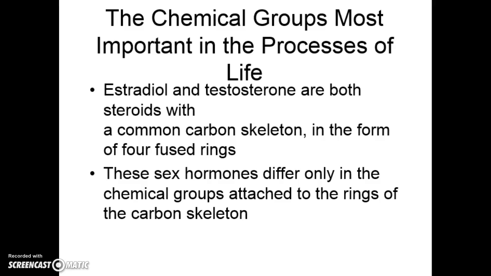So this would be one example of that, and it's actually an amazing example. Estrogen, also known as estradiol, and testosterone are both steroids that have a common carbon skeleton. And they have the form of 4 fused rings. And these sex hormones differ only in the chemical groups that are attached to the rings of the carbon skeleton. And so I'm going to show you a picture of just how different they are.